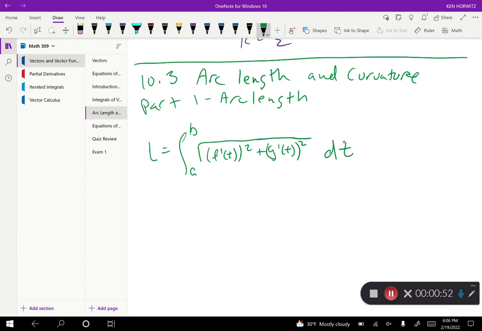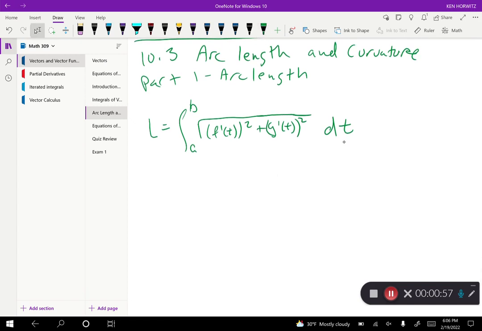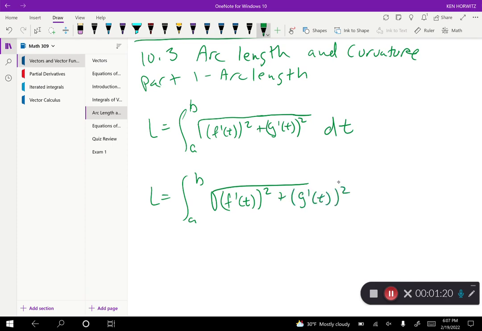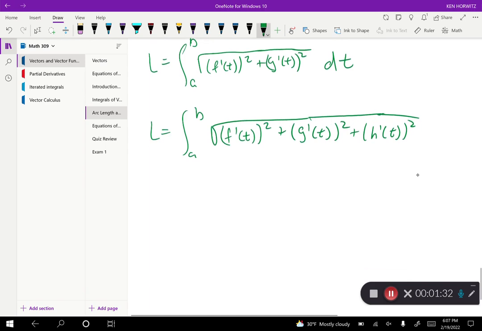All right. Now, for most concepts so far in our Calc 3 class, we have always just taken what we've already learned and extended it to 3 dimensions. So if we extend it to 3 dimensions, we get L equals the integral from A to B of the square root of f prime of t squared plus g prime of t squared. And then for that third dimension, it's h prime of t squared. All right, and what does this look like?